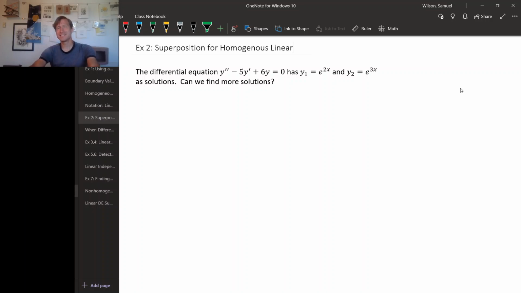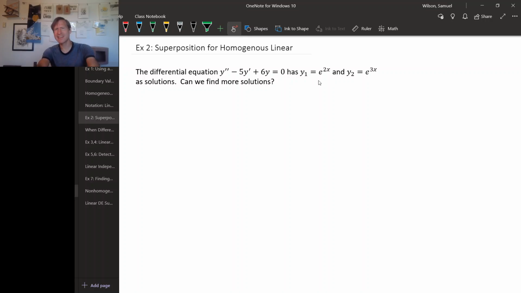One really nice property of homogeneous linear equations is that if you know some solutions, you can easily build other solutions to the differential equation. So here's an example. We have this differential equation y double prime minus 5y prime plus 6y equals 0, and it has these two solutions, e to the 2x and e to the 3x. And let's try to find more solutions.